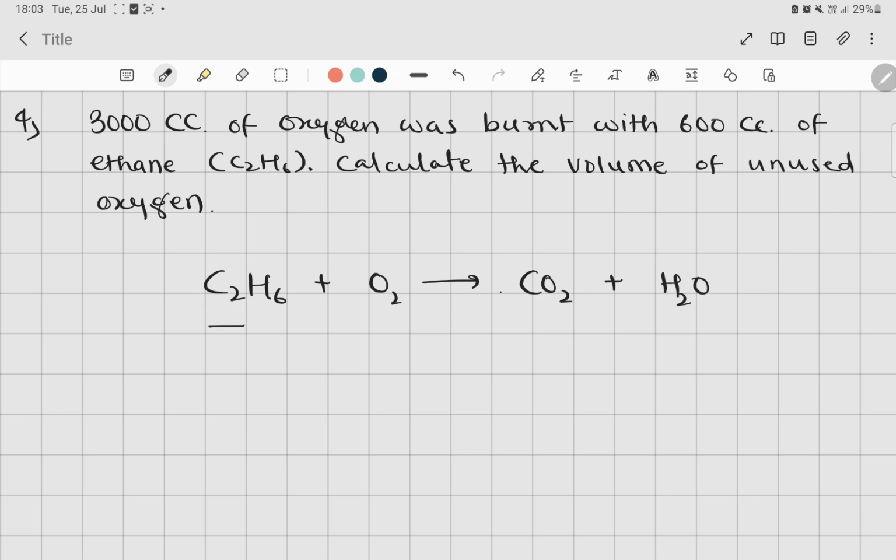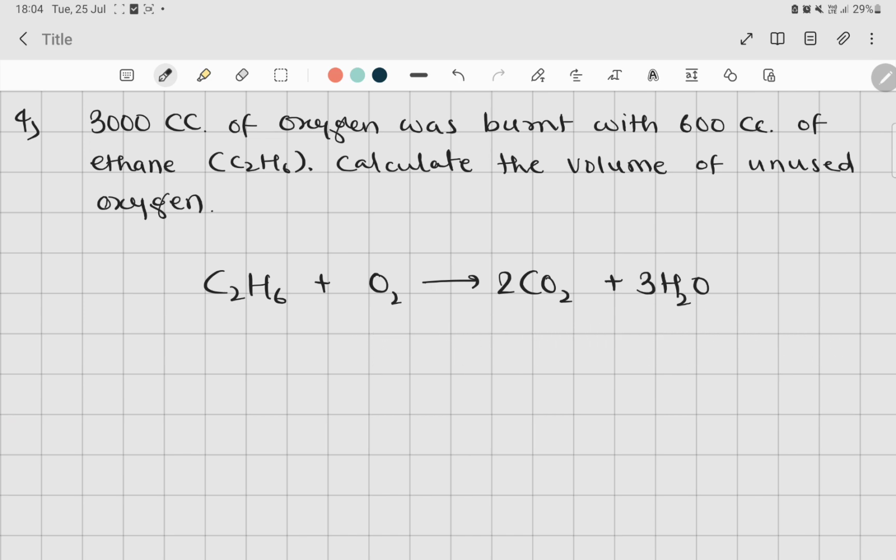Again we have 2 carbon on the left hand side, so we have to multiply the RHS by 2. We have 6 hydrogens on the left hand side, so we have to multiply the RHS by 3. So the carbon and hydrogen are balanced. Now let's see about the oxygen. Here we have 2 oxygen, here 2 twos are 4 oxygen, and here 3. So 4 plus 3, we have 7 oxygen on the RHS, but only 2 oxygen on the LHS.